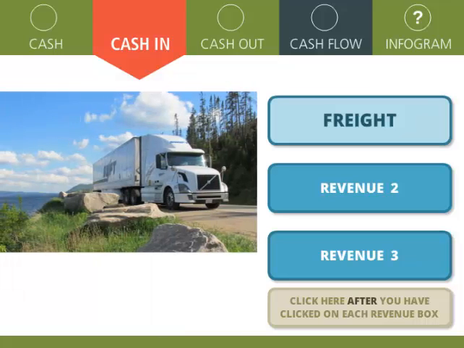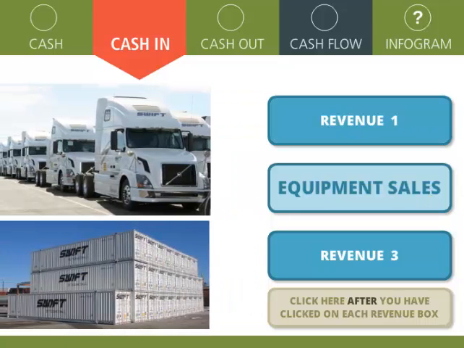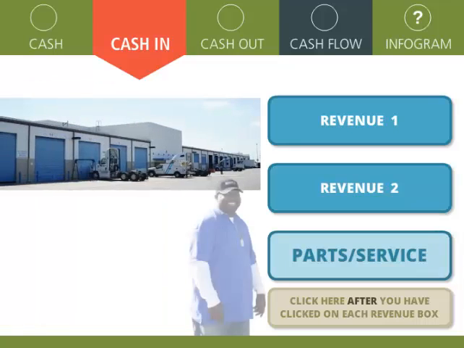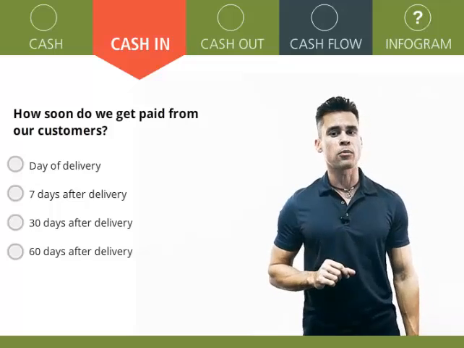If you said freight, then you're absolutely correct. The number one way that Swift generates cash is transporting freight. We do this through our suite of services, which allows us to provide transportation solutions for all of our customers. We also generate cash through selling used equipment like tractors and trailers. Another source of revenue is when owner-operators utilize our shops or purchase fuel or insurance through Swift. Now, these are some of the main ways that Swift generates money to deposit into the bank.